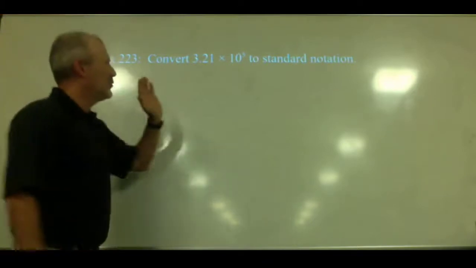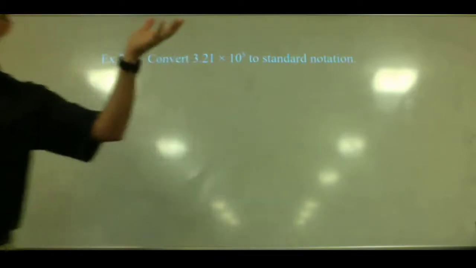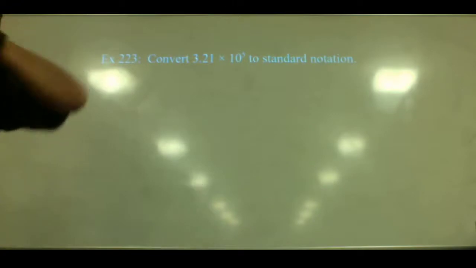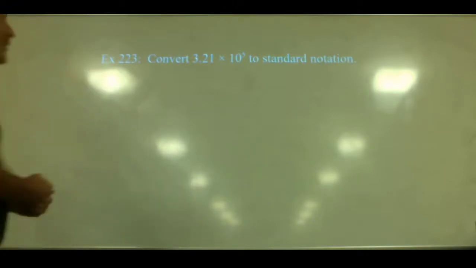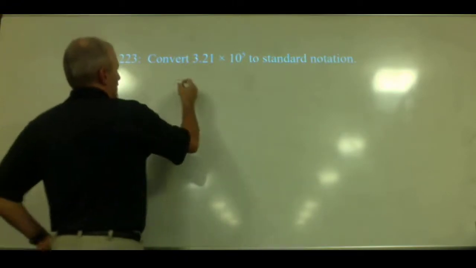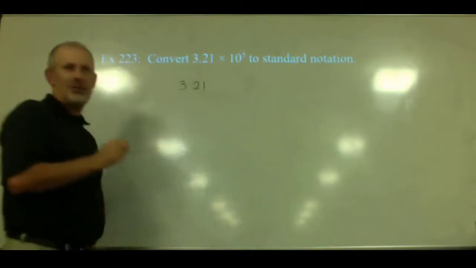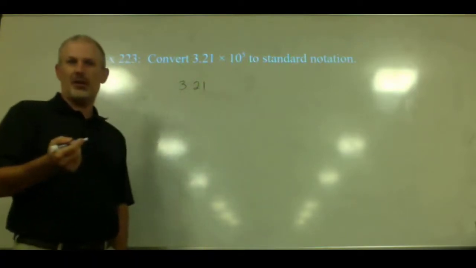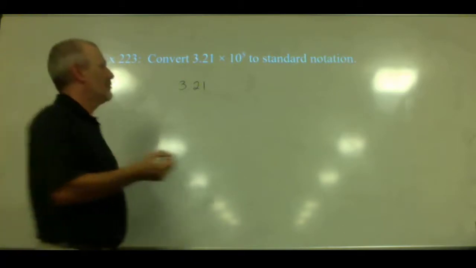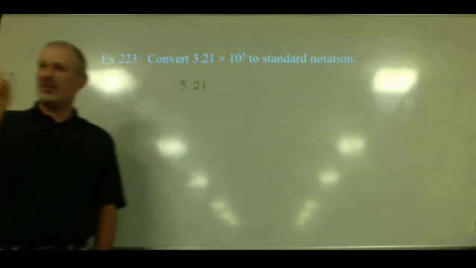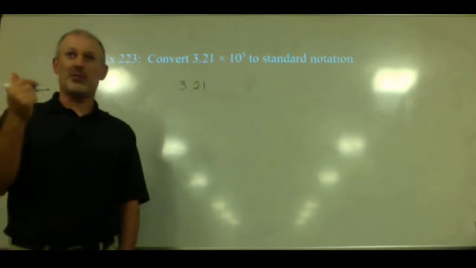Now this one, we're given scientific notation and we're supposed to write it in standard notation, so how you would normally see the number. So here's what I'm going to do. I'm going to write this here. And we're going to move the decimal point, how far? 5 spaces. And we have to figure out, do we move it to the right or do we move it to the left?